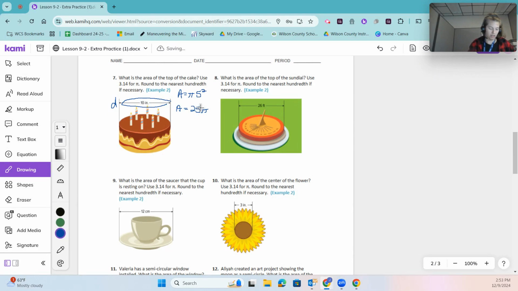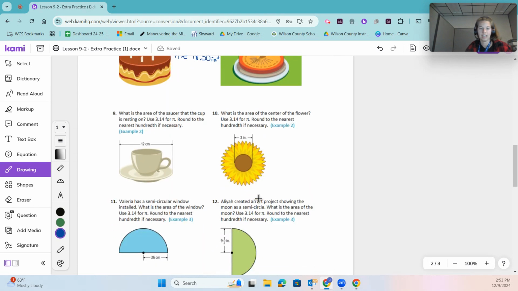And then 25 times 3.14 is 78.5. And because it asks us to round to the nearest hundredths, I'm going to add a 0 after. So A is approximately equal to 78.50 inches squared. All right, and you can try those next couple on your own if you would like.